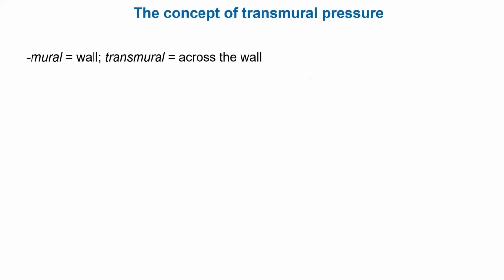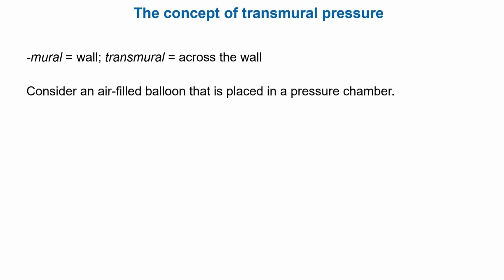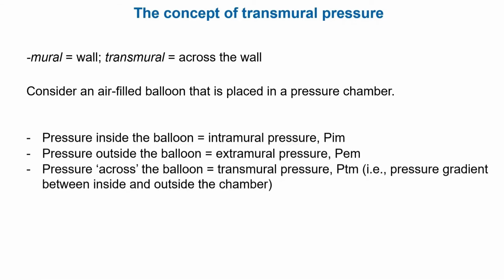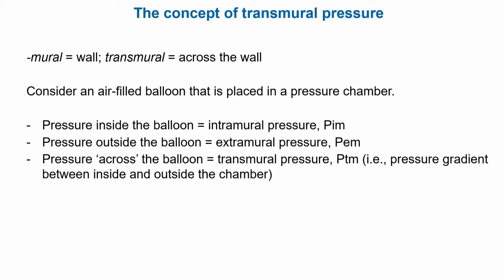Now this is an important concept, the concept of transmural pressure, which pertains not only to pulmonary physiology, but is also extremely relevant in cardiovascular physiology, so we have to understand this. The word mural means wall, and so transmural means across the wall. Let's think of an air-filled balloon that's placed in a pressure chamber. The pressure inside the balloon we can call intramural pressure. The pressure outside is extramural, and the pressure across is the transmural pressure.